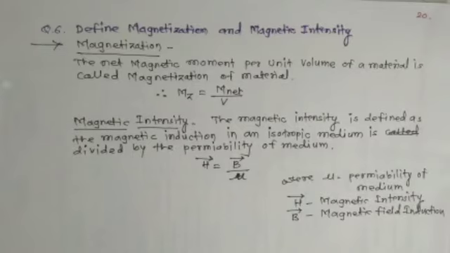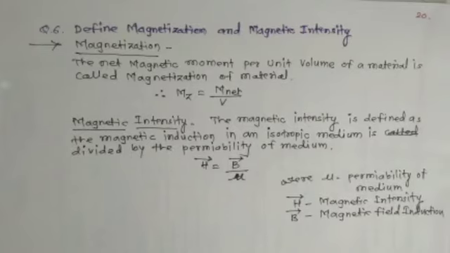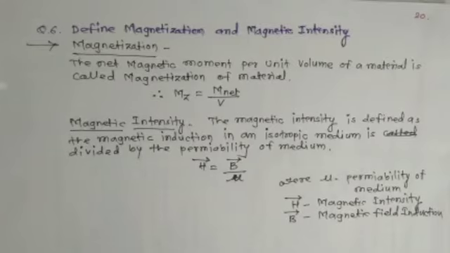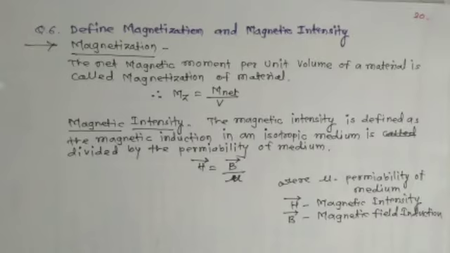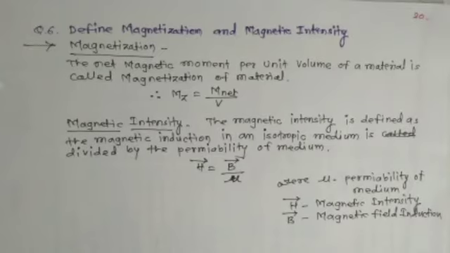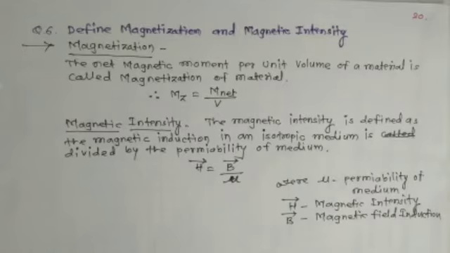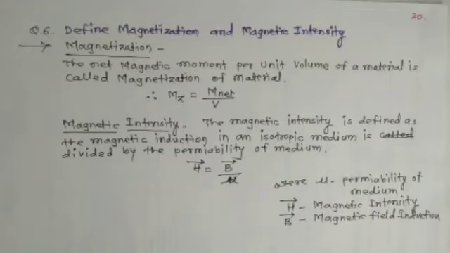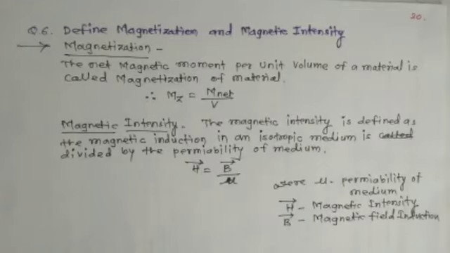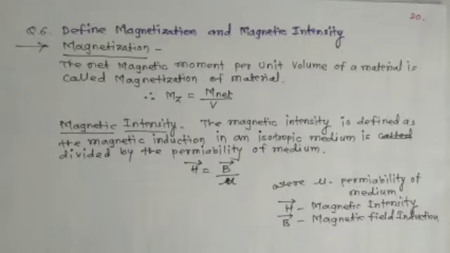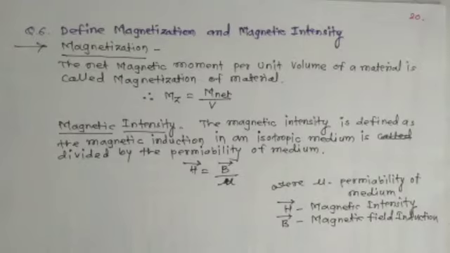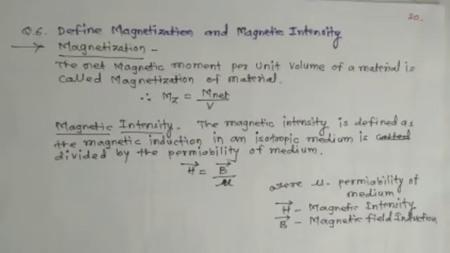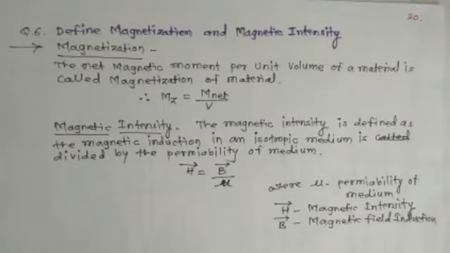Second thing, magnetic intensity. The magnetic intensity is defined as the magnetic induction in an isotropic medium divided by the permeability of the medium. So, vector H is equal to vector B upon mu, where mu is the permeability of the medium. Vector H is magnetic field intensity and vector B is magnetic field induction.